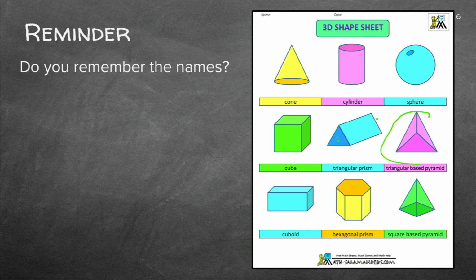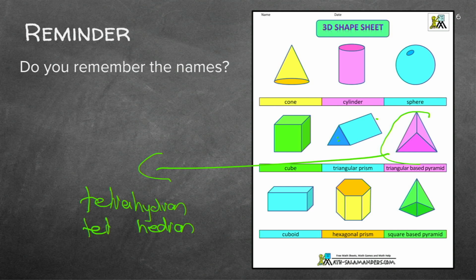Now, this is a very special type of 3D object. It's also got another name. And like we've done with the prisms and the cuboid, a rectangular prism and a cuboid, another name for a triangular-based pyramid is, I'm going to write it here, a tetrahedron. Okay, that's another name for a triangular-based pyramid.